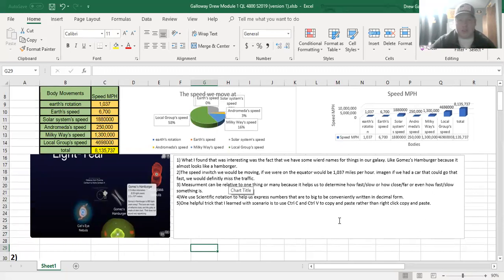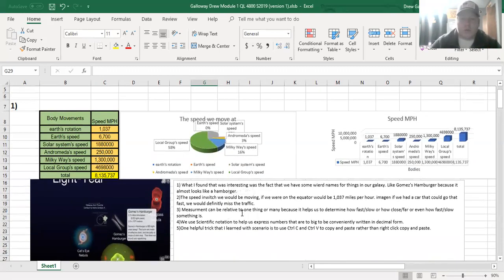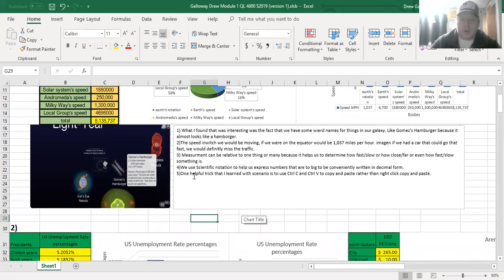We use scientific notation to help us express numbers that are too big or too small to be conveniently written in decimal form. So the speed at which we were traveling versus the whole total overall, we would have to use scientific notation in order to describe the speed that we are going.